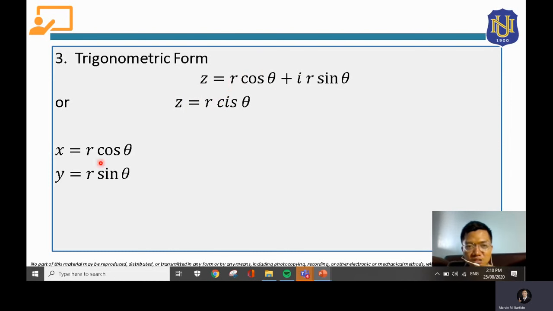Let's say the given is in trigonometric form, and you want to know the real part of that complex number. The formula for that is just x is equal to r cosine theta, and y is equal to r sine theta. So let's talk about this more when we graph this form of complex number.